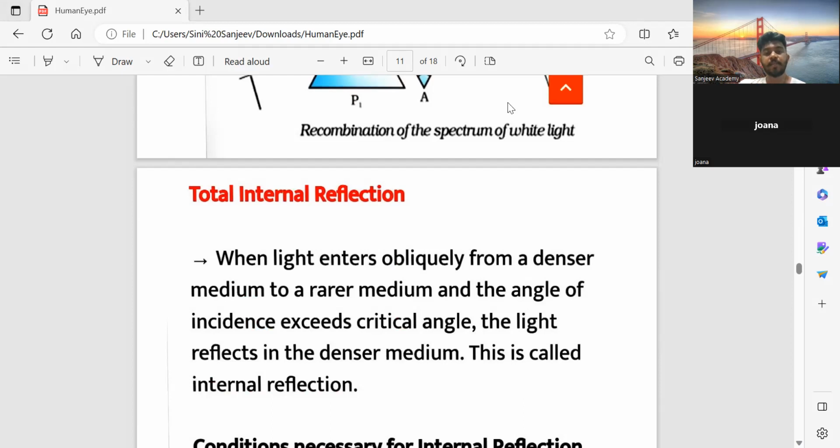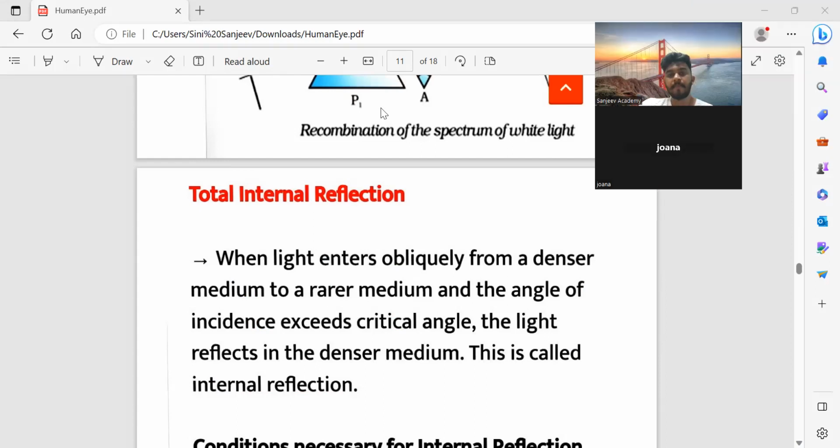This is the most important topic, correct? And if I read it from here, when light enters from denser medium to rarer medium, and the angle of incidence exceeds the critical angle, light reflects in the denser medium. This is called total internal reflection. Do you understand anything? Nothing. Correct? So for this, I'll tell you a simple example, which is not there in the material.